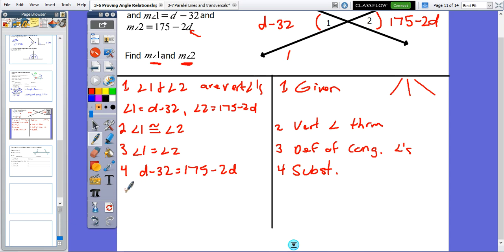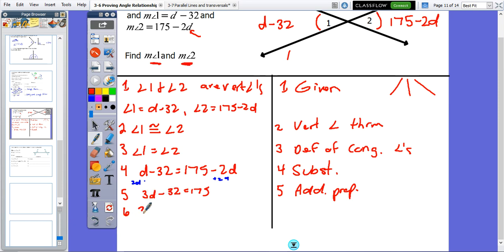So physically speaking, I'm going to do this in blue right here. I'm quote unquote adding 2D to both sides. So if I'm going to do that, the final result is 3D minus 32 equals 175. And how did I get that? Well, like we just said, I added, or addition property. Addition property. Now, I need to get 3D by itself, so I'm going to add 32 to both sides.